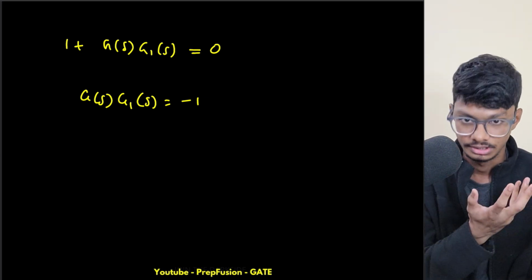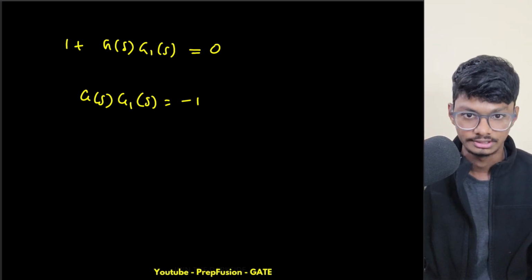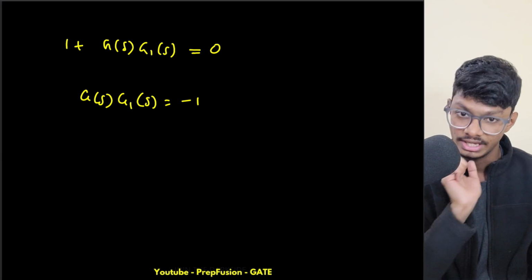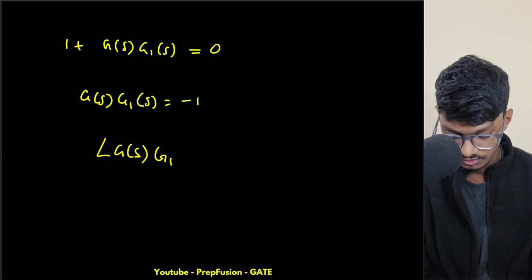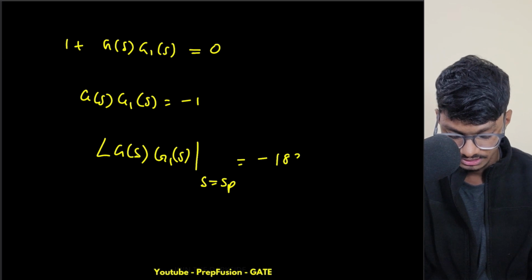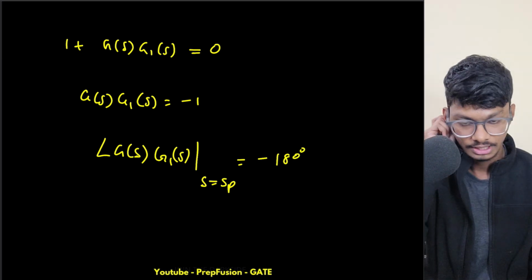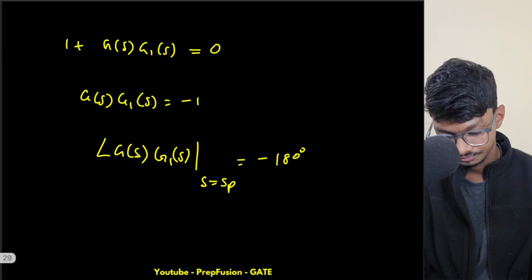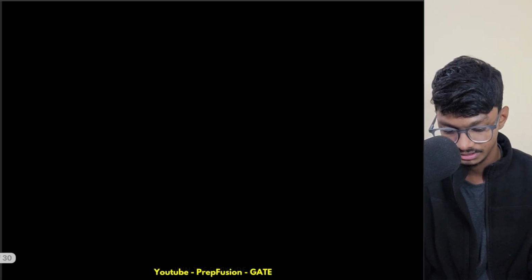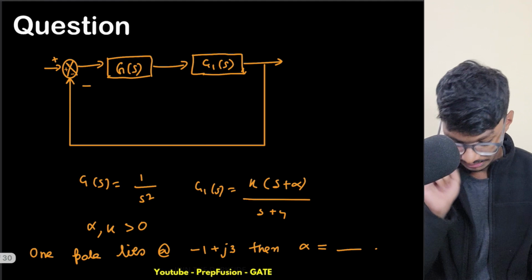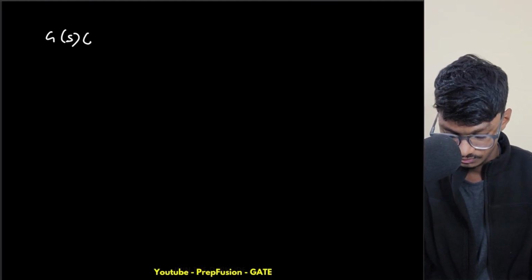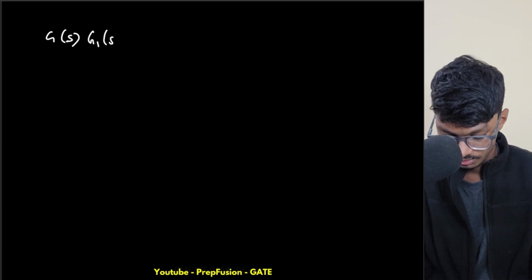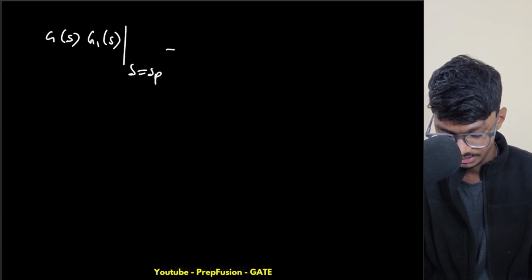Now from here we get two conditions, if you recall correctly from the root locus. Here I will use the angle condition. So the angle of g of s into g1 of s at s equals sp should be equal to minus 180 degrees, and the magnitude should be equal to 1. We'll use the angle condition here. So now what should we do? Let's first simply write the point.